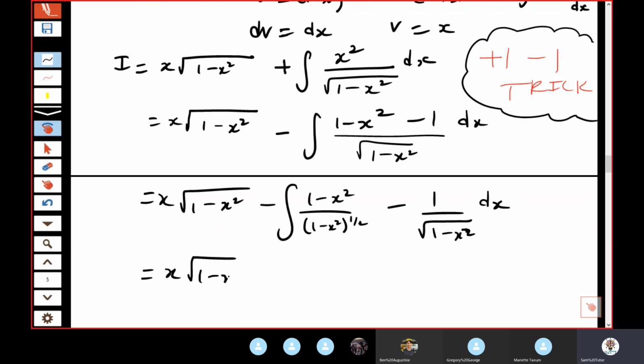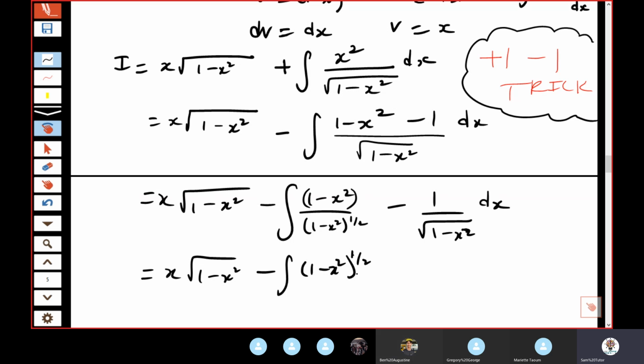x root 1 minus x squared. Okay, these are actually the same, aren't they? So what am I going to do with powers? You're going to minus them. So what's this going to become? 1 minus x squared to the power of half. And so you just got rid of it.